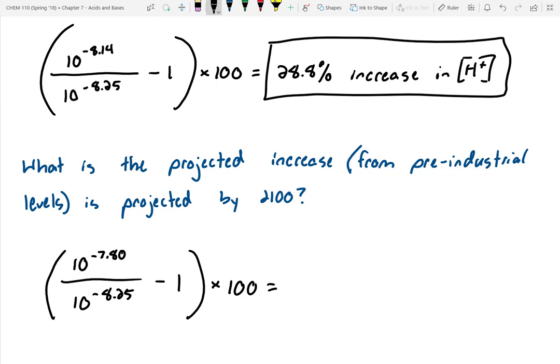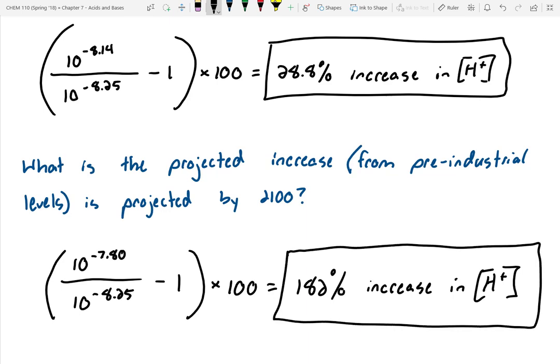Anybody get an answer for this? What were you getting? 182? And if you are struggling with this, one thing you can do is solve your numerator separately, solve your denominator separately, and divide those two answers. Sometimes that prevents calculator errors from occurring.